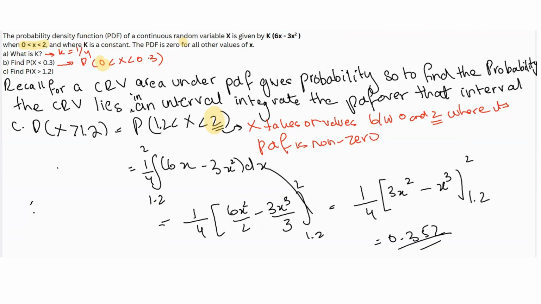Right, so the idea, like we said, taking into account the values it takes, we can write the probability x is greater than 1.2 as the probability x is greater than 1.2 and less than 2, right? So where does this 2 come from? It comes from the fact that the continuous random variable takes on values between 0 and 2, where its PDF is non-zero.